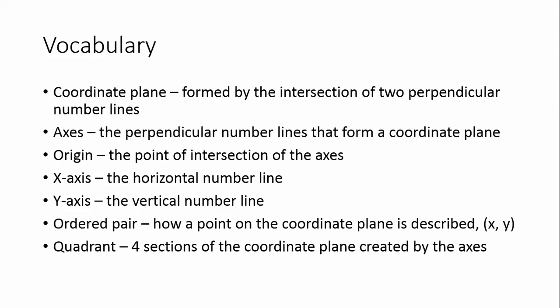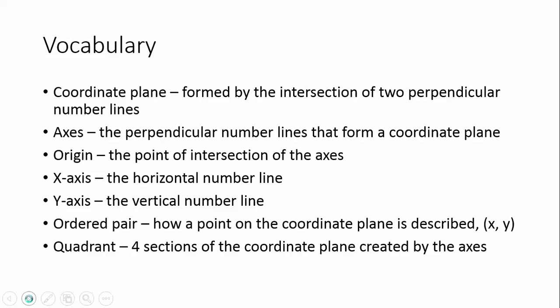The x-axis is the horizontal number line. The y-axis is the vertical number line. An ordered pair is how a point on the coordinate plane is described, and we use x, y. A quadrant is one of the four sections of the coordinate plane that's created by the axes.